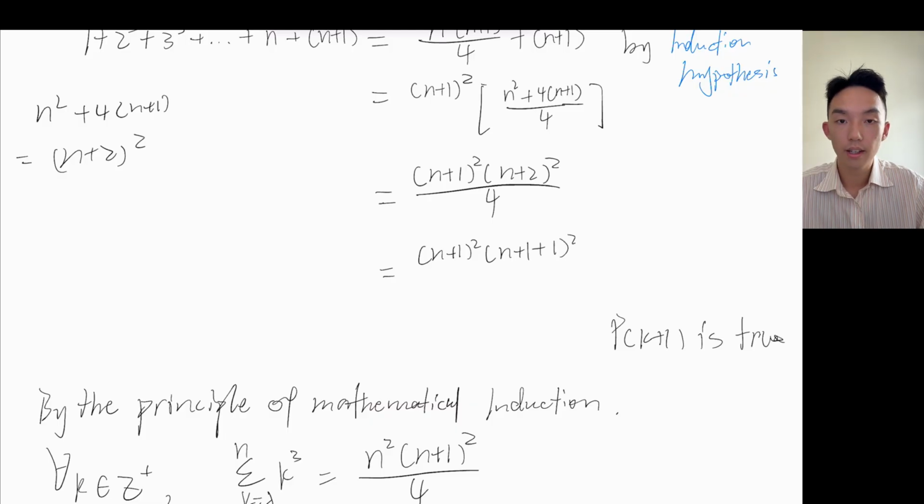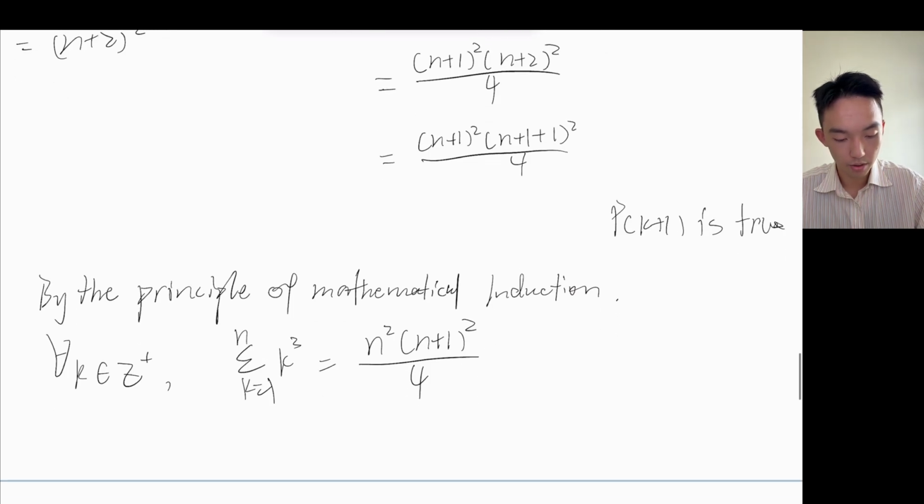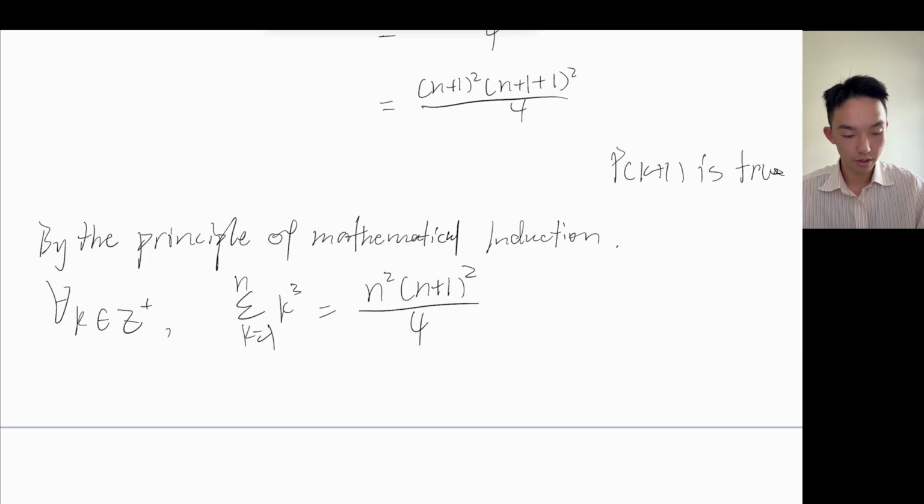So this is exactly n plus 1 squared times n plus 1 plus 1 squared divided by 4, which is exactly the same as the equation we wrote here. So Pn plus 1 is also true. Then we conclude that by the principle of mathematical induction, for all k in the positive integers, the sum of k cubed is n squared times n plus 1 squared divided by 4.